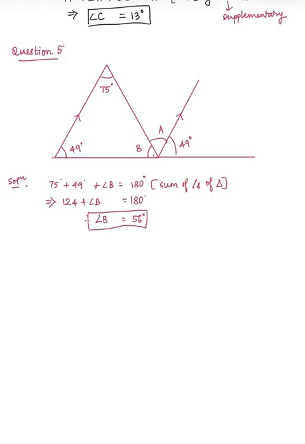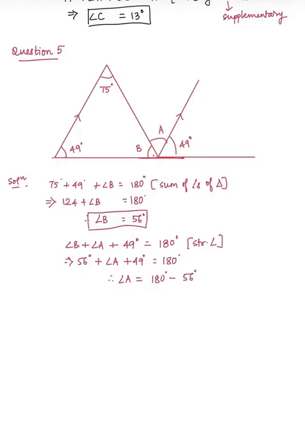Now look at this very carefully. We have a straight line. There are different ways. I am opting for the easiest according to me. So angle B plus angle A plus 49 degree will give us 180 degree because it's a straight angle. So we know 56 degree plus angle A plus 49 degree gives us 180 degree. So therefore angle A will be 180 degree minus 56 degree minus 49 degree, which is 180 degree minus 105 degree. So that is 75 degree.